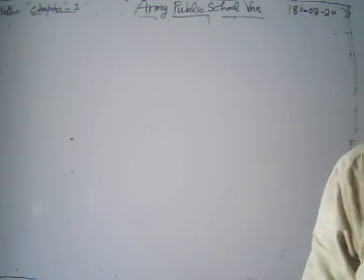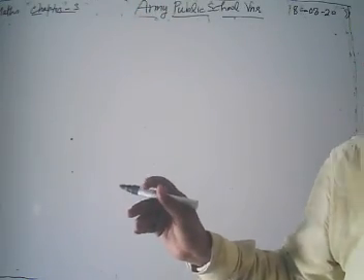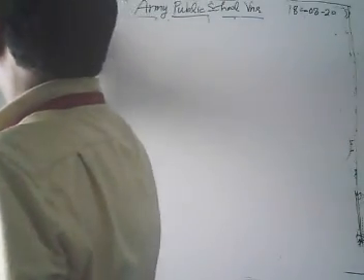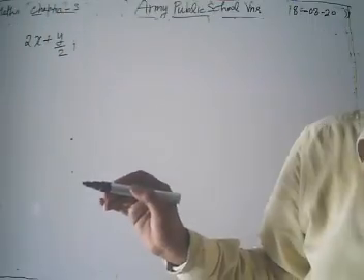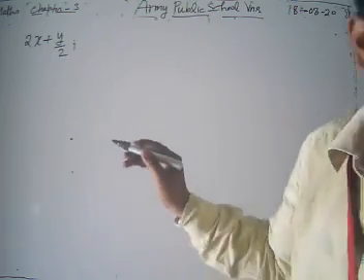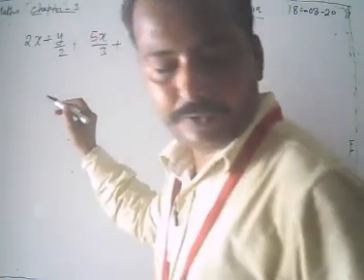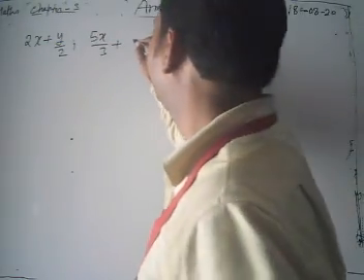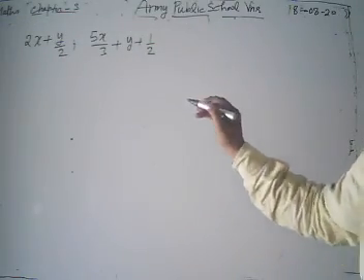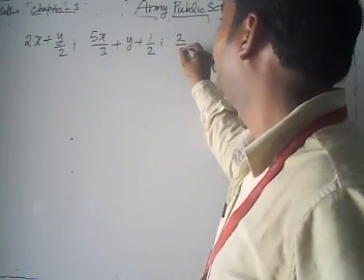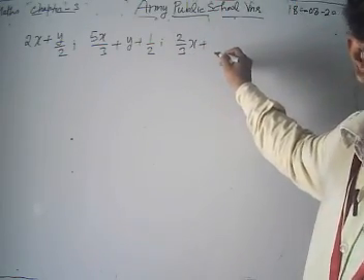The length of the sides of a triangle is given as 2x plus y by 2, and then 5x by 3 plus y plus 1 by 2, and third is 2 by 3 x plus 2y plus 5 by 2.